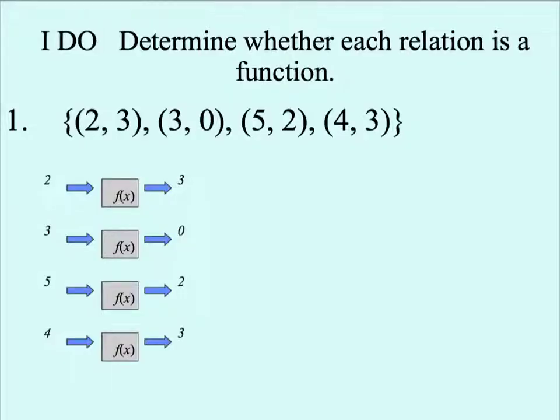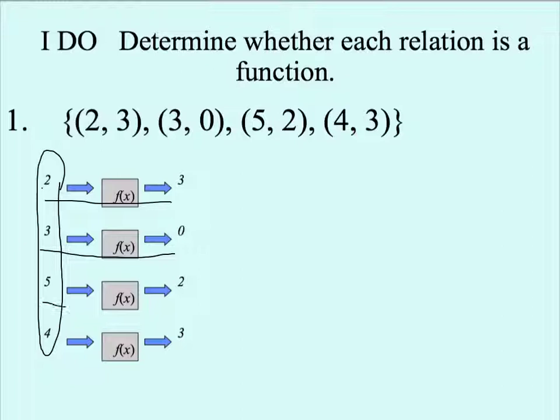Let's determine whether each of these relations is a function. If we look at the domains, our input values, and then we see what the output is. For 2, the output is 3. For 3, the output is 0. For 5, our output is 2. And for 4, our output is 3. None of the input values are repeating, so yes, this would be considered a function. It is okay to have different domains that produce the same range.